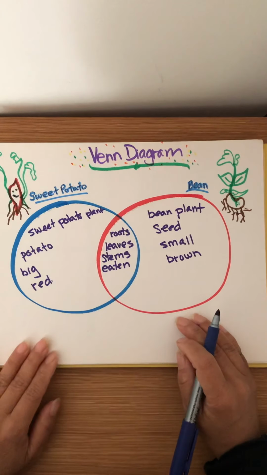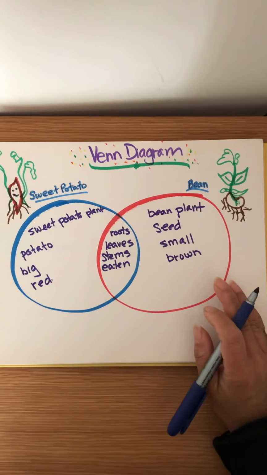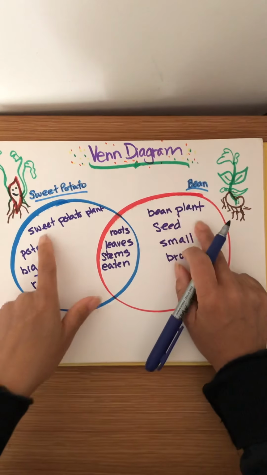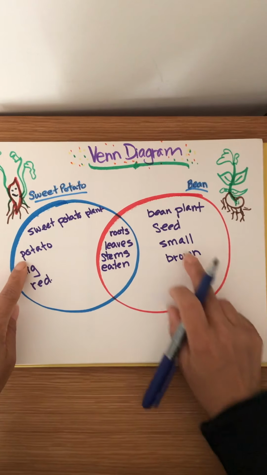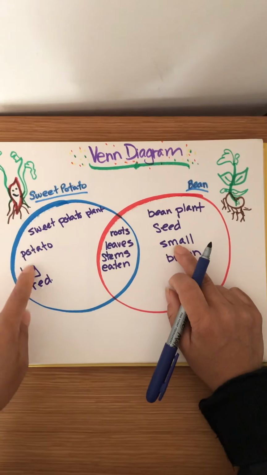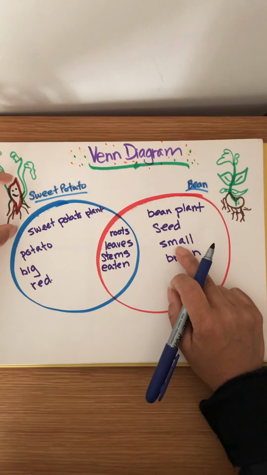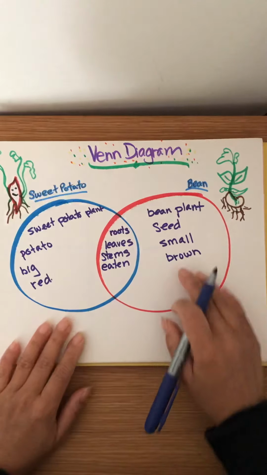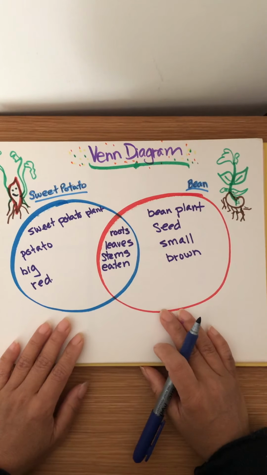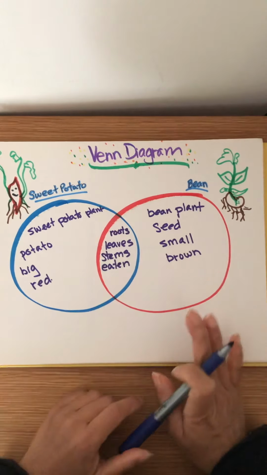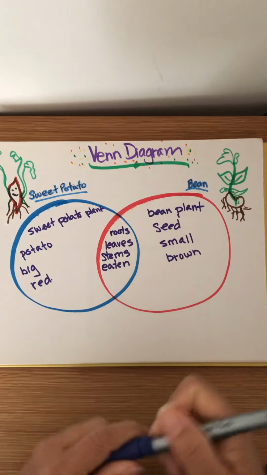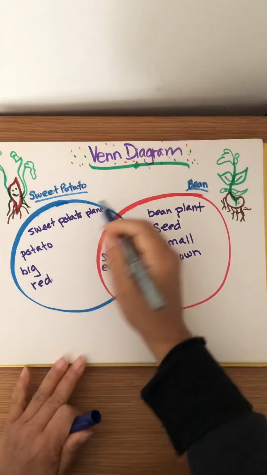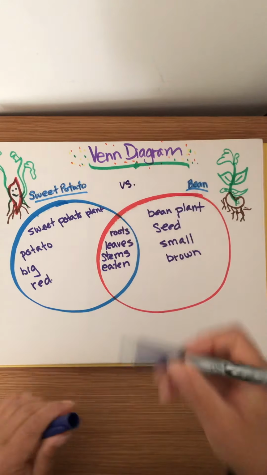What else is different about them? Look, we said they are a bean plant and a sweet potato plant, right? It grew from a seed. It grew from a potato, and it's big. This sweet potato was big, and the seed here was small. He is red, and he is brown. So I think that's a lot of good information about the Venn diagram between a sweet potato and a bean. So we can say sweet potato versus bean.